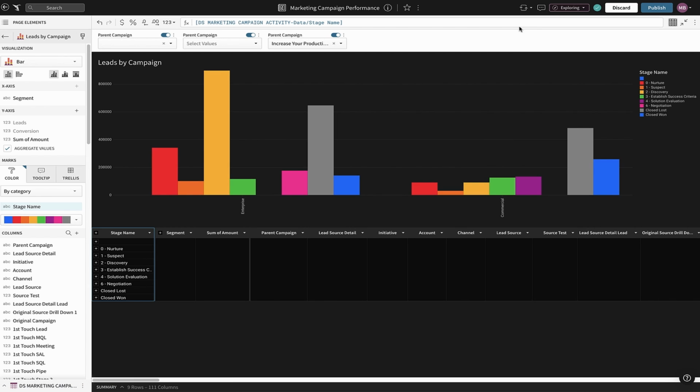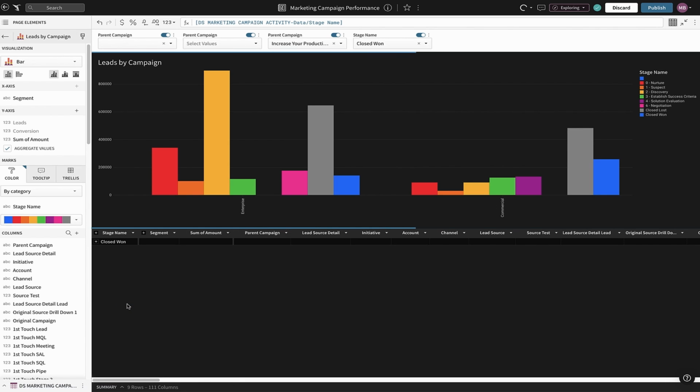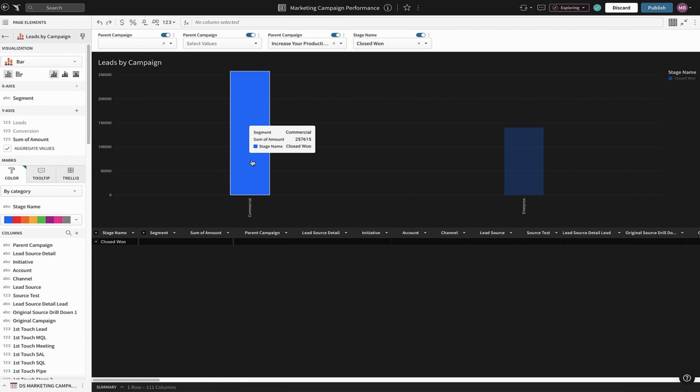Next, let's find out how we are doing in converting the leads in the campaign to closed business by filtering on the closed one. We can see the commercial accounts are generating the most revenue. This is where we need to focus this campaign.